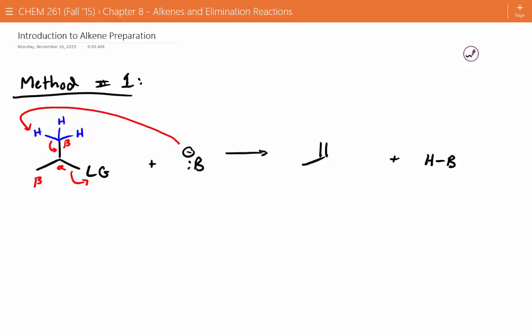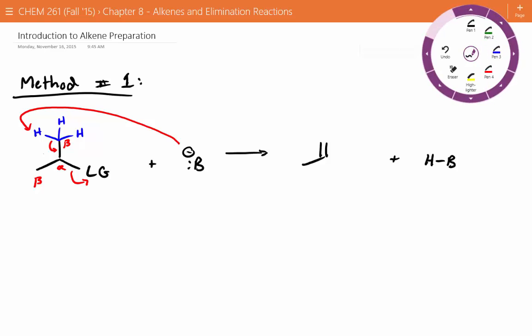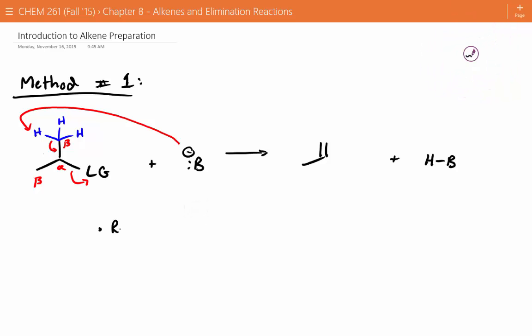If we look at this reaction, it relies on a base reacting with beta protons. So let's label that. It relies on the collision or reaction between two reagents. So if we try to write the rate equation, what would it be? Would it be first order, second order, third order? First order. Because the leaving group limits.